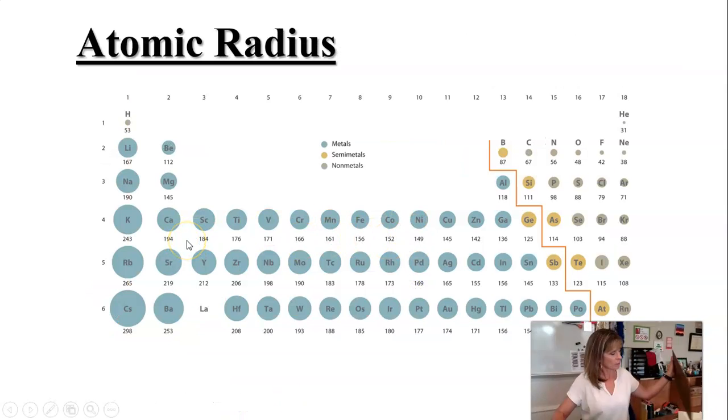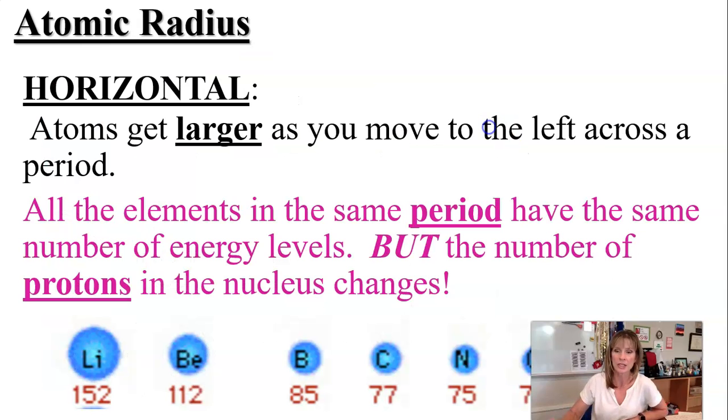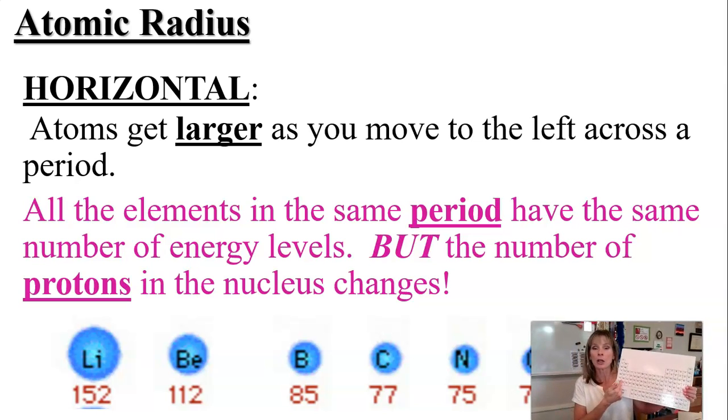There we go. That's a picture of some of the atomic radii. Gives you a good idea of what they look like. The vertical pattern, so I've explained as you go down, it gets larger because we're adding extra energy levels. The horizontal, this way, atoms get larger as you move left. So as you move from the alkali metals toward halogens, they get larger.